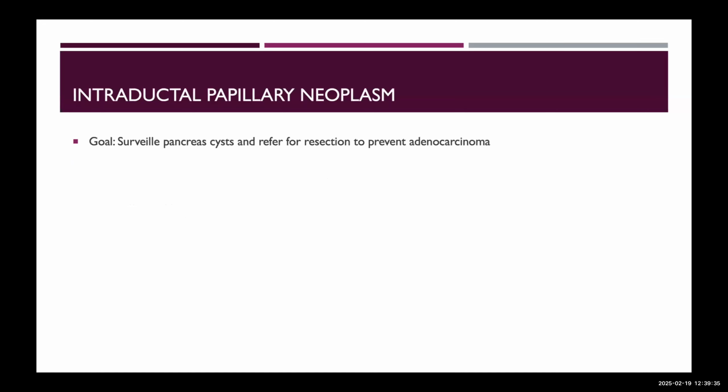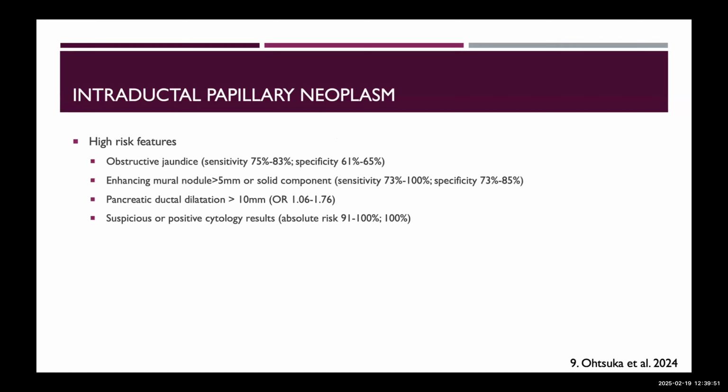So what is our goal with IPMNs? Unlike pseudocysts or serous cystadenomas, our goal for IPMNs is to survey these cysts, and once they develop worrisome features, refer them for resection to prevent degeneration to adenocarcinoma. So what are these high risk and worrisome features that I keep alluding to?